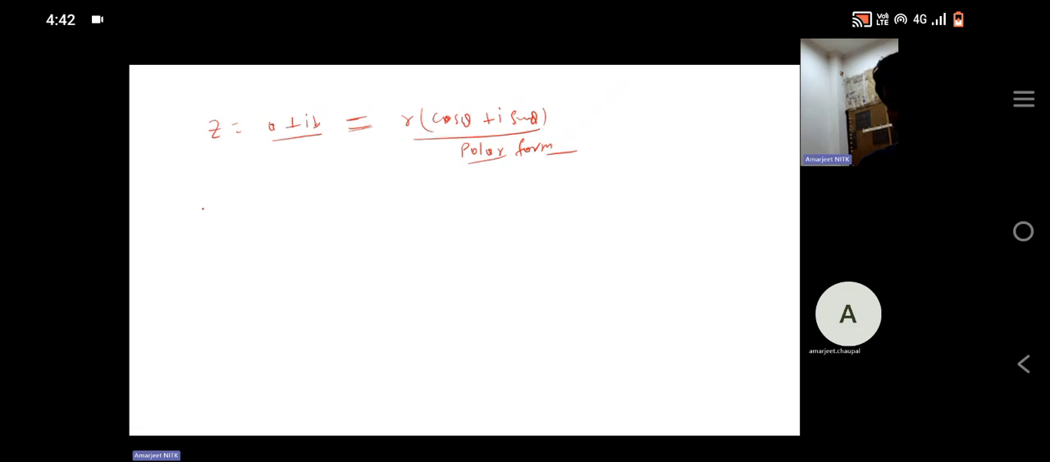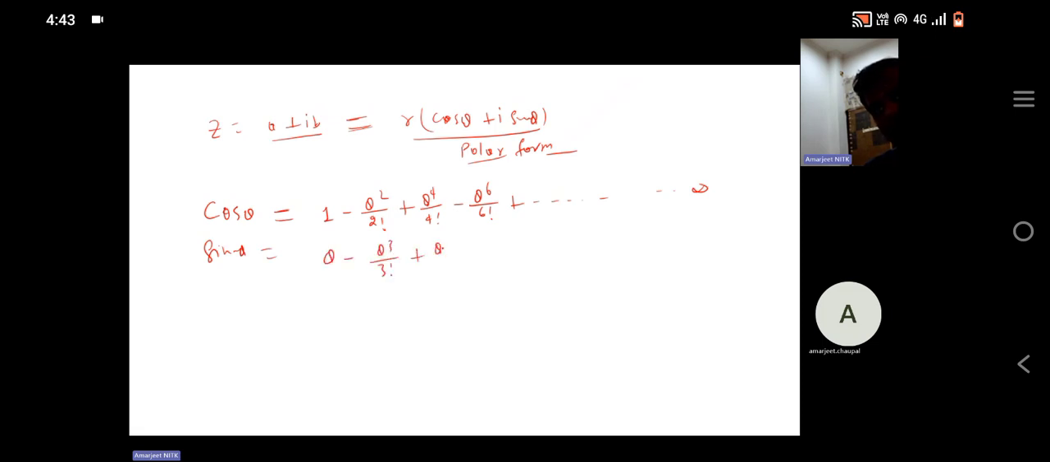Now we have one expression for cos theta, sin theta and the exponential function. You can write cos theta is equal to 1 minus theta square by 2 factorial plus theta 4 by 4 factorial minus theta 6 by 6 factorial plus dot dot dot up to infinity. Similarly, we have a series for sin theta.